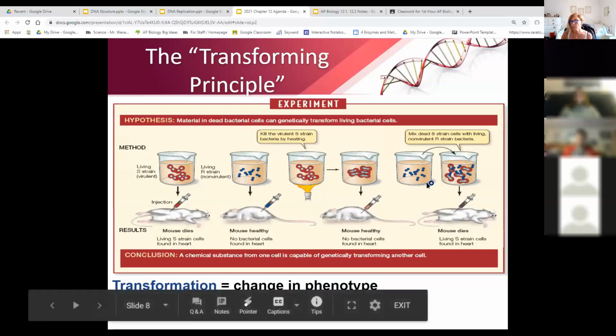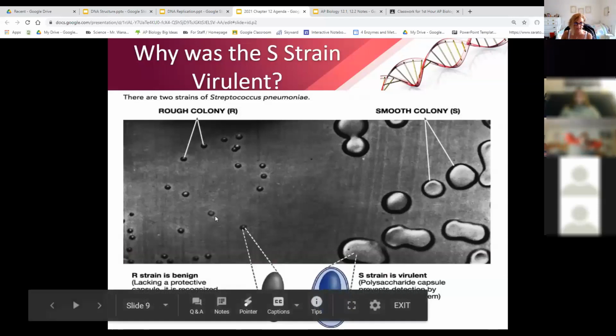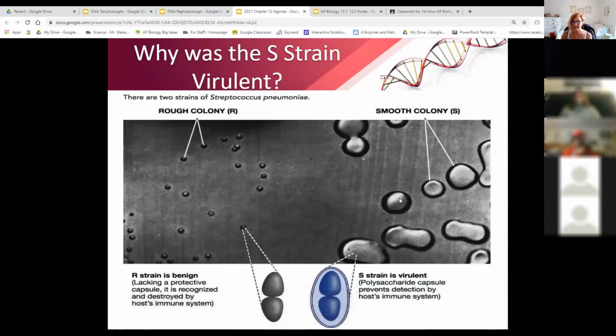So what we know now is that the R strain grew a capsule. Here's the R strain that was not deadly to begin with. When they were combined, it grew a capsule just like the S strain, which allowed it to be protected from our immune system, which allowed it to cause disease. Okay, so that was the transformation.